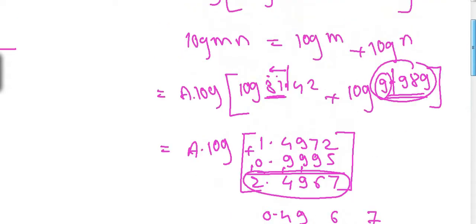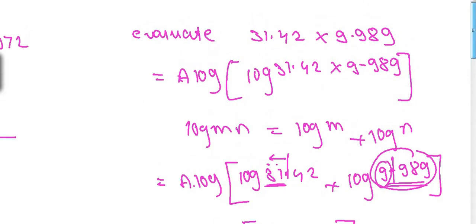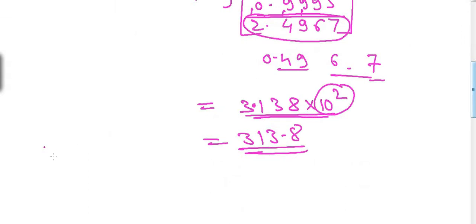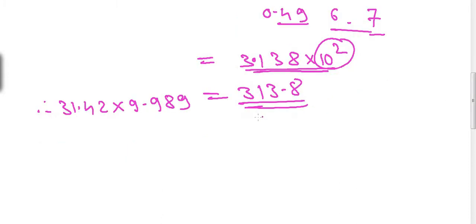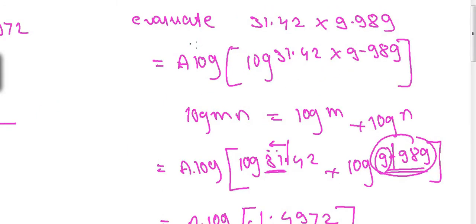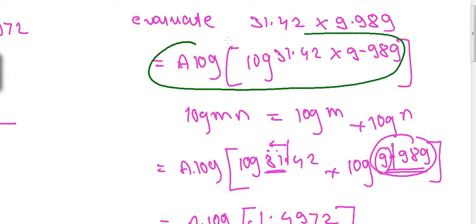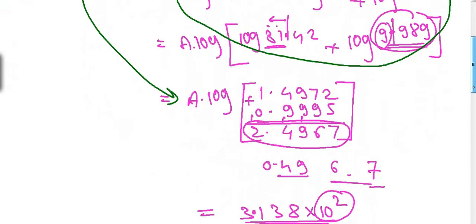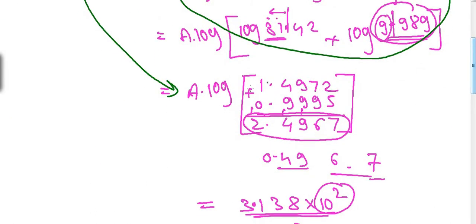So this is what we get for the multiplication of 31.42 and 9.989. Therefore 31.42 into 9.989 is equal to 313.8. Next time onwards, no need to write all these steps. You can skip writing these steps, and from the first step you can directly write anti-log of, and into the bracket, log. If it's multiplication, add the logs, and if it's division, subtract the logs.